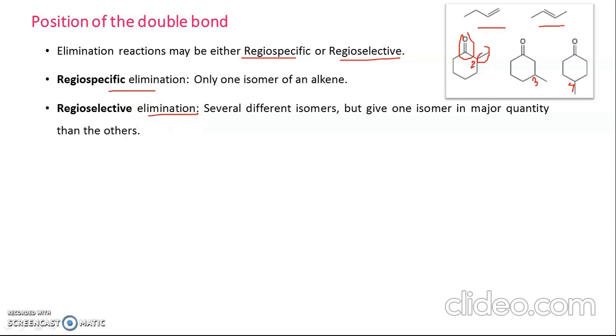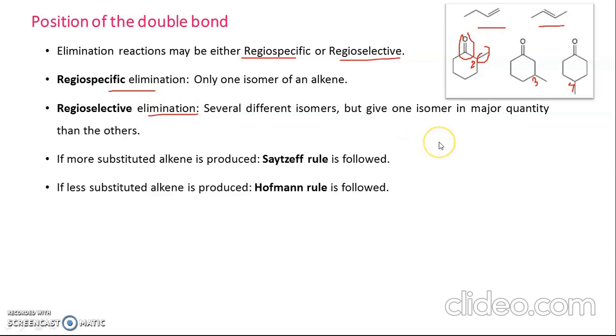Fine. Next, we will see what is Saytzeff rule. So if in the elimination, we know there is a formation of alkene. So if our alkene is more substituted alkene, then we will say that Saytzeff rule is followed. But if less substituted alkene is produced, we will say that Hofmann rule is followed.